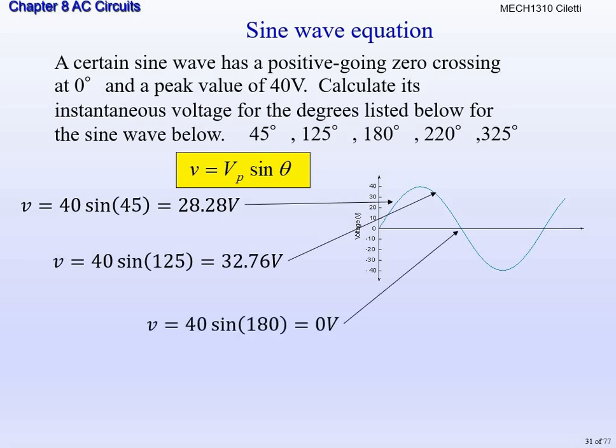Here, 40 sine of 180, we're back down to 0 volts. We're going the other direction now. So here, it's 40 sine of 220, so this is where it lies.